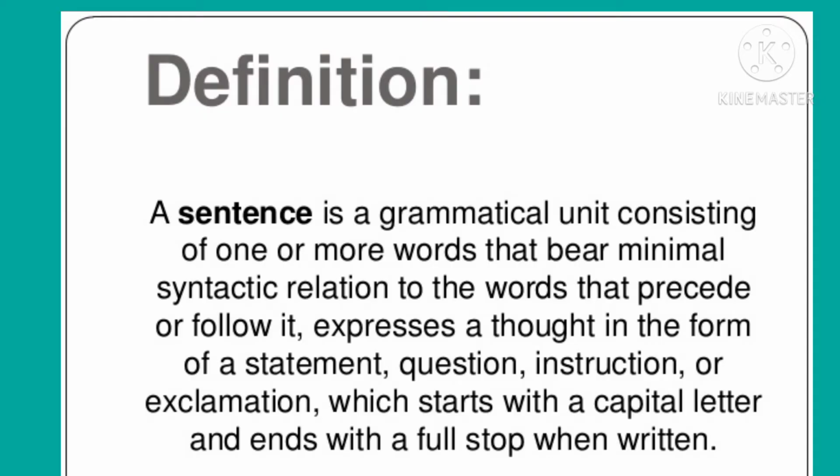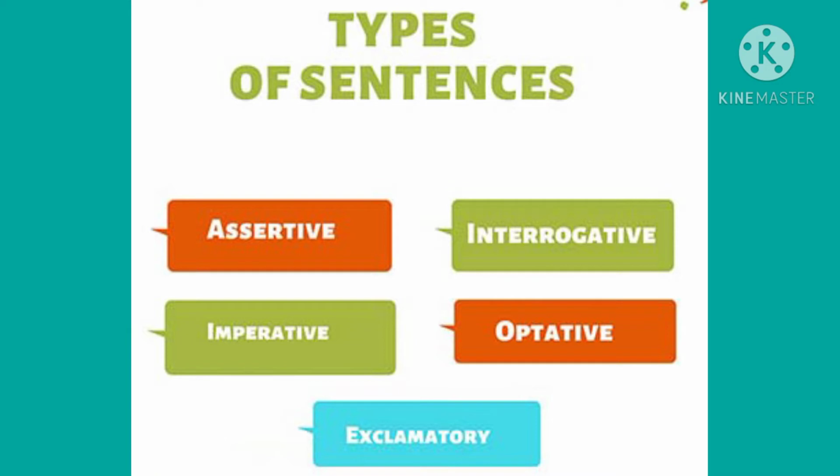A sentence is a grammatical unit consisting of one or more words that bear minimal syntactic relation to the words that precede or follow it, and express a thought in the form of a statement, question, instruction, or exclamation, which starts with a capital letter and ends with a full stop. Okay, so let's know about types of sentences.